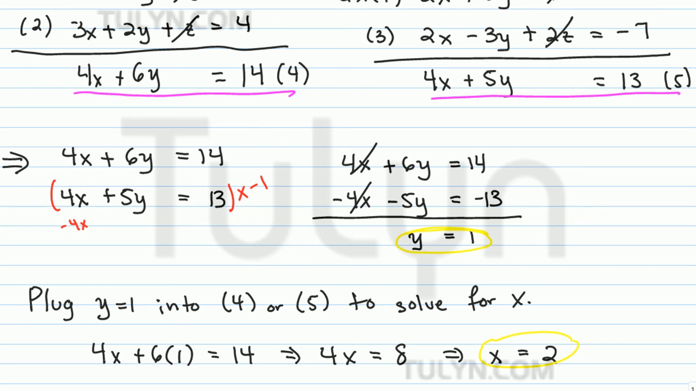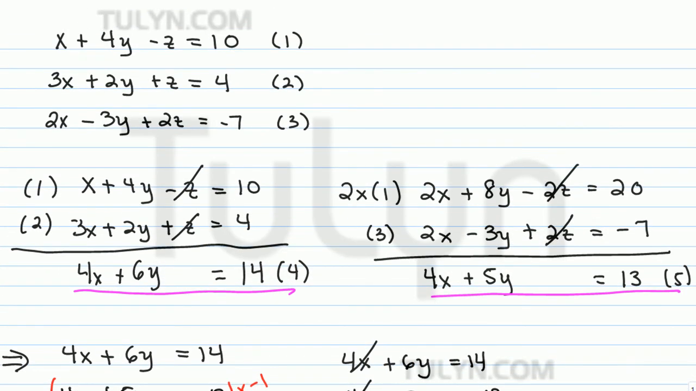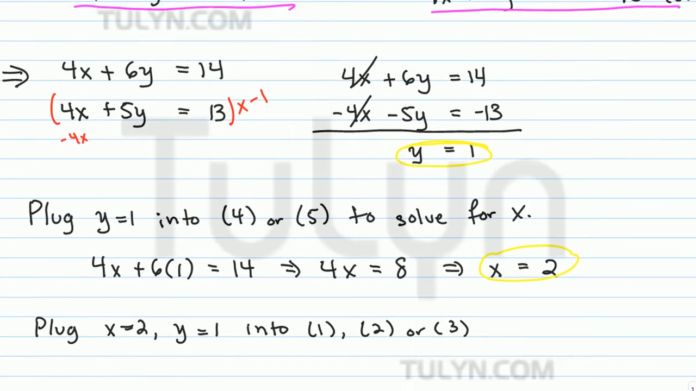So now we found x and y, but remember we have 3 variables. We're left with z, so we need to solve for z. So the way we do that is to plug x equals 2 and y equals 1 into either of the 3 original equations. So into 1, 2, or 3. Now let's remember what these guys are. So we have 1, 2, and 3. So generally you pick the equation that has the lowest coefficients or that will cause the least amount of work. That looks like it might be the first one. So let's plug x is equal to 2 and y is equal to 1 into the first equation.